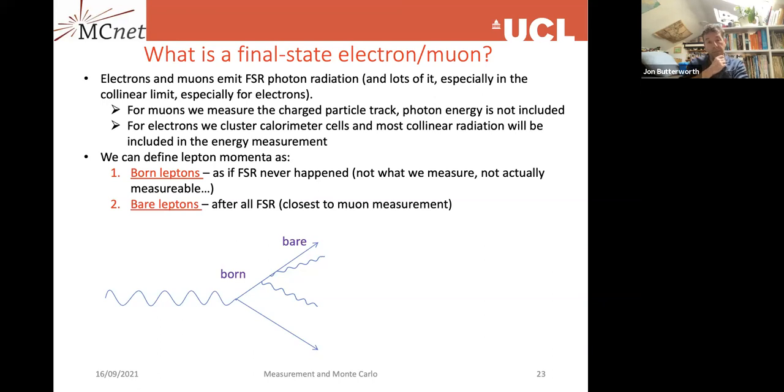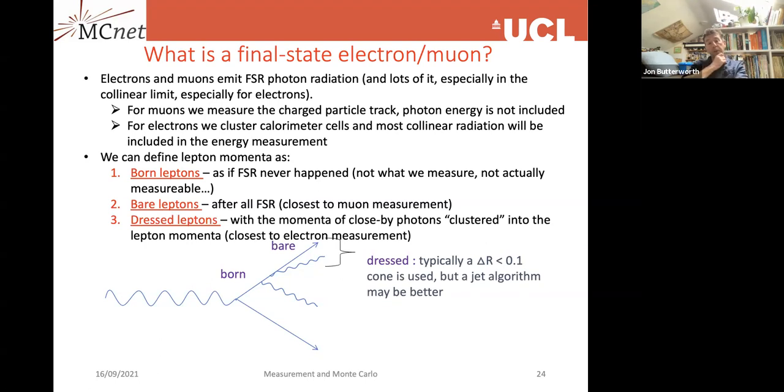You could also measure bare leptons, which is after all the final state radiation, so it's whatever's left, and that's kind of closest to what we actually measure in the muon. Okay, so the muon, we're measuring the track. The significant part of the final state radiation will have happened before it leaves the beam pipe. So we'll see the track, and we'll get something that looks like a bare lepton. It's a little bit more dodgy for electrons because the cloud of virtual or very soft photons around it is much bigger because the mass is lower.